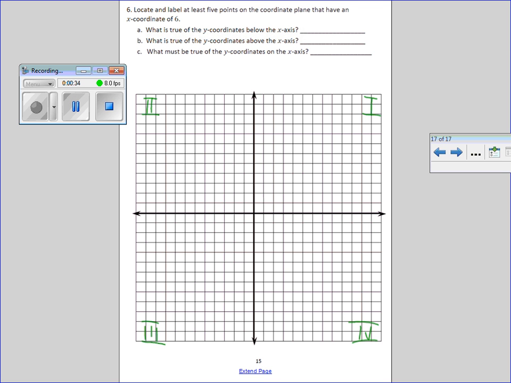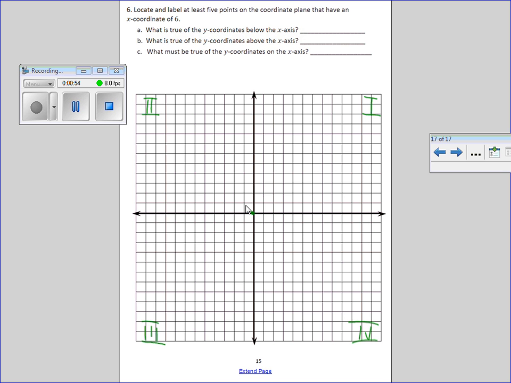Since you all have different points, I'm going to pick one up here just for an example. I'm going to go with, I guess I'll go with 4, 2. Remember, we've got a slide and glide. That's our x-axis. Slide and glide before fly or dive.